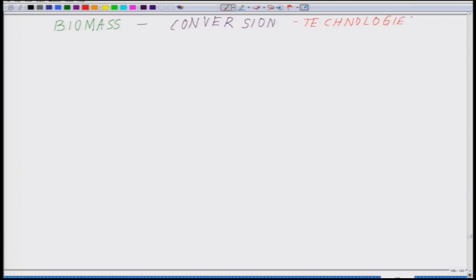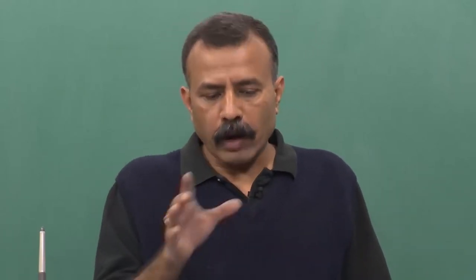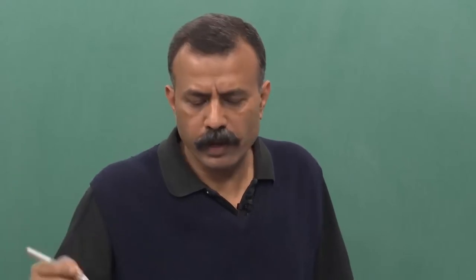If you have a little recap, we started with the production of the biomass, where we talked about photosynthesis and all the other processes. We talked about C3 plants and C4 plants. Then we talked about the biomass that is produced, and the basic characteristics, which I just discussed, and now we are going for the conversion technologies.